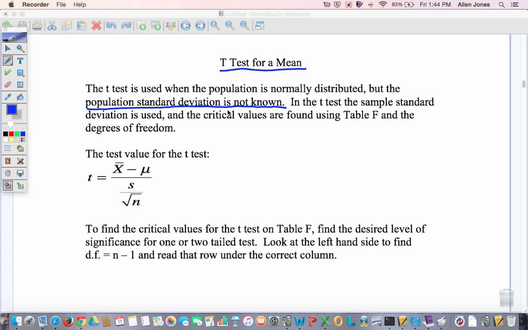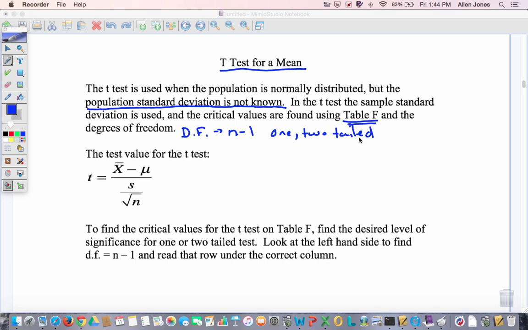That creates a different family of curves known as a t-distribution, and those t-distribution values come from table F. If you recall, table F is based on degrees of freedom, which are sample size minus 1, and it's also based on whether we have a one-tailed test or a two-tailed test, meaning right or left or two-tailed. So that's the big difference here.